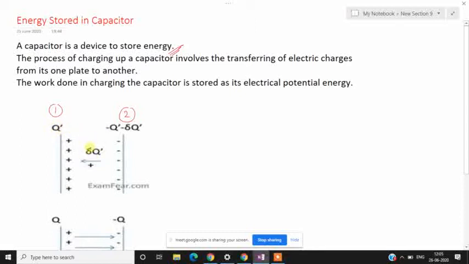In that process, when you're taking charge from one plate to another plate, you have to do work. Work has to be done when charging the capacitor, and that work will be stored as energy. Why does the work have to be done? Can anyone answer it? Why does work have to be done when you take charge from one plate to another plate?